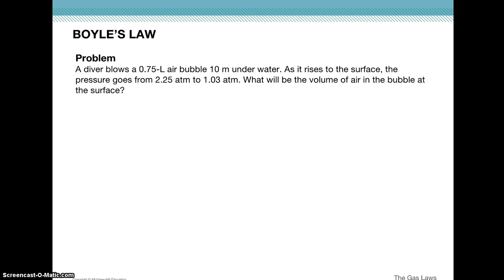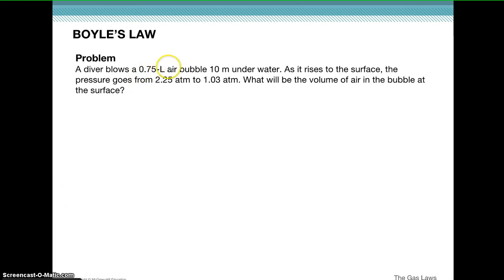So the hardest part about this chapter is not the math itself, it's figuring out which gas law to use. So my suggestion is, when you're reading a problem, write down everything that's given. And based on what you're given, that's going to help you pick which gas law is appropriate. So here it says a diver blows a 0.75 liter air bubble 10 meters underwater. As it rises to the surface, the pressure goes from 2.25 atmospheres to 1.03 atmospheres. What will be the volume of air in the bubble at the surface?